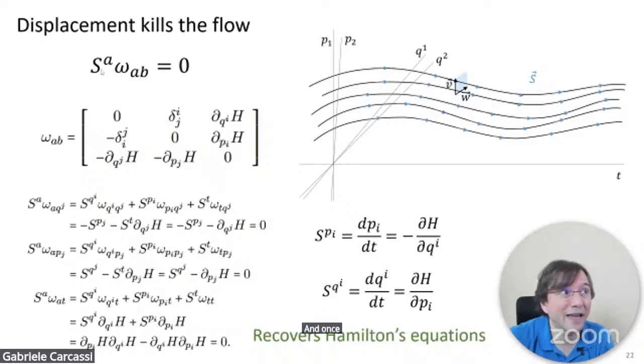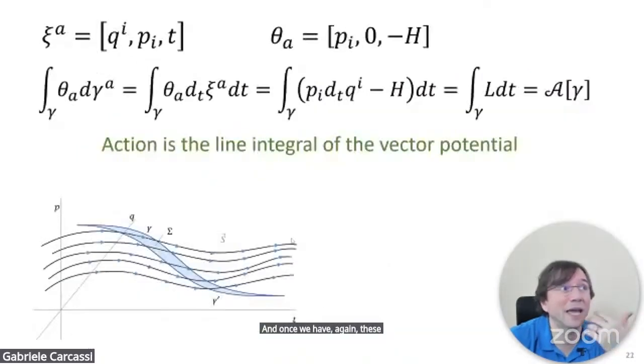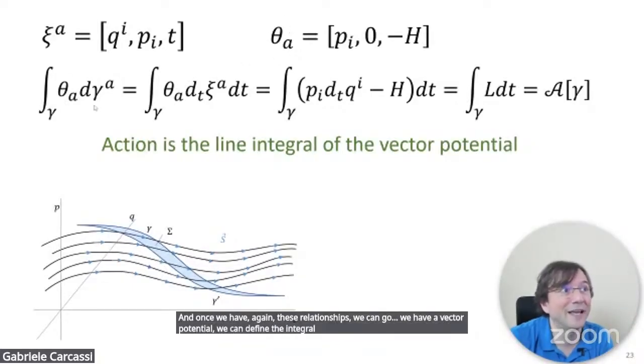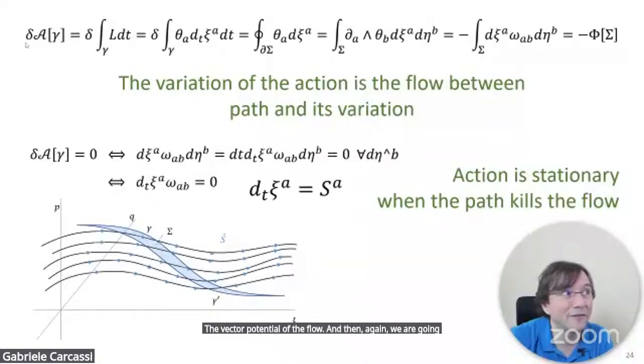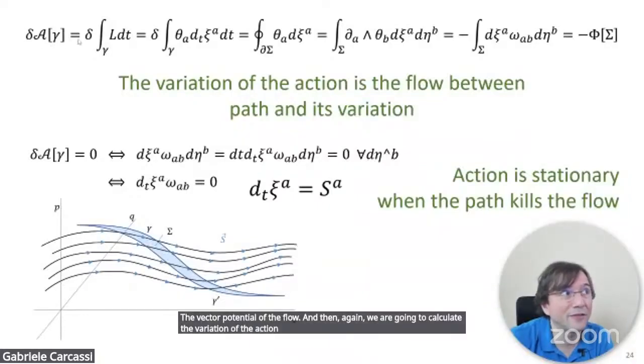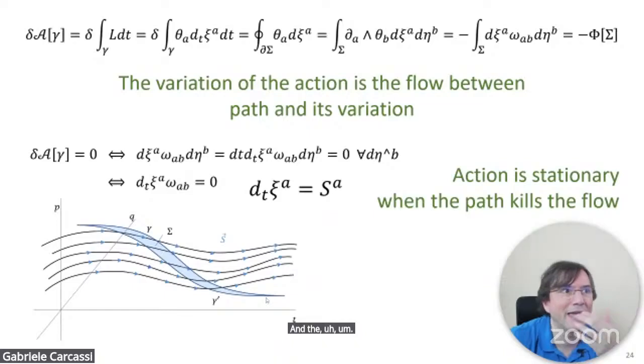And once we have, again, these relationships, we have a vector potential, we can define the integral of the vector potential, and again we're going to find that it's the action. So the action is, again, the line integral of the vector potential of the flow. And then, again, we are going to calculate the variation of the action, and we're going to find that the variation of the action is actually the flow between a path and its variation.